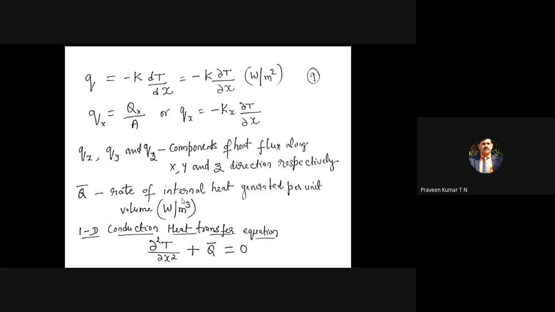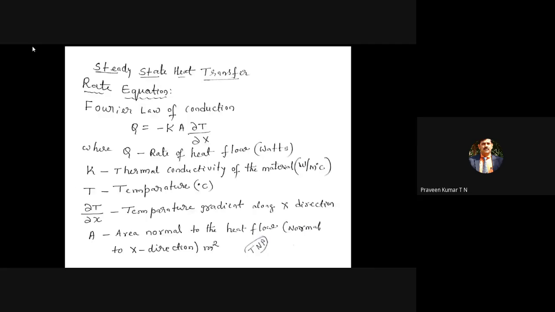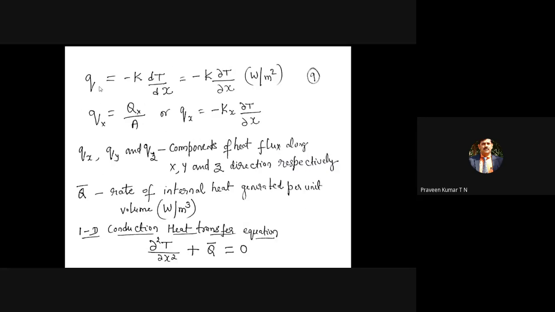Now, when you come to one-dimensional heat transfer, we have this equation. I think we forgot to use this equation: q is equal to K del T by del x. So now the same q is equal to K into del T by del x, but this same thing you can write as qx is equal to Kx into del T by del x.